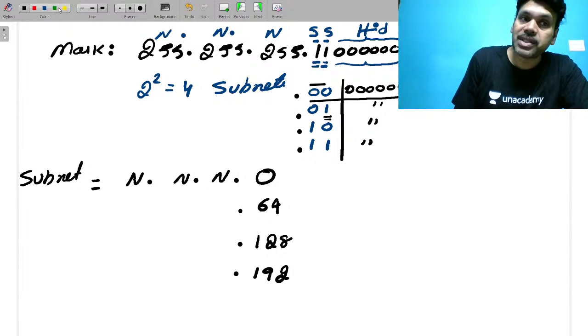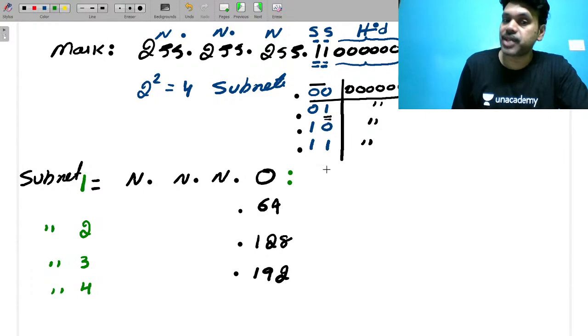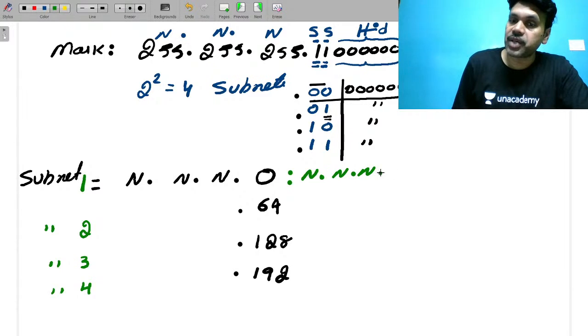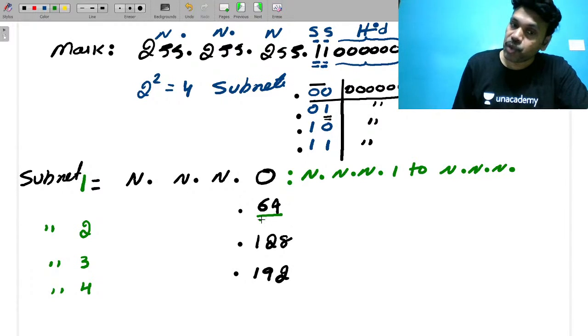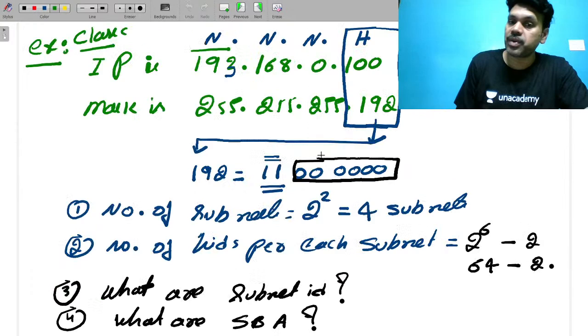So what is the range of IPs I can write? This is subnet 1, this is subnet 2, subnet 3 and subnet 4. The range of IPs I can write in the first network is 1 to the last number. What is your last number? The number before your next subnet number, nothing but 63. So 0 is the first number, 63 is your ending number. Total how many host IDs? 64 HIDs I got. So according to your previous question, you got 64 HIDs for every subnet.